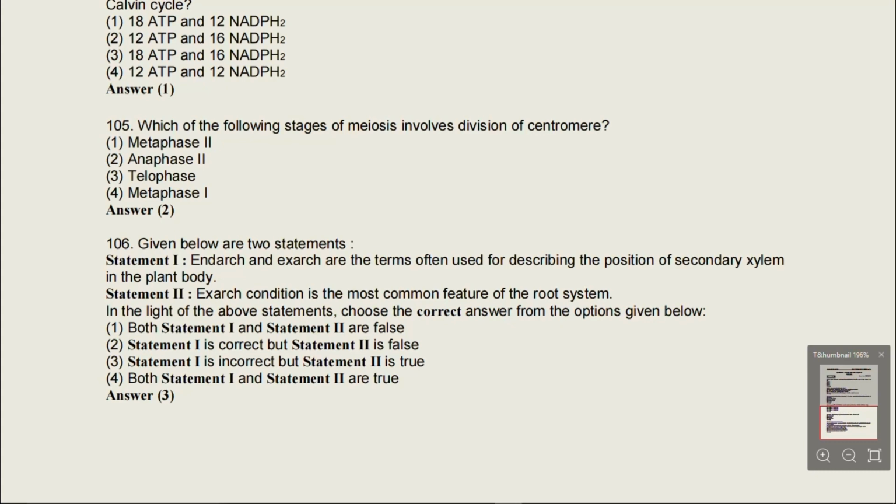The next one is, given below are two statements. Statement 1, endarch and exarch are the terms often used for describing the position of secondary xylem in the plant body. This is incorrect. These terms are not used to describe the position of secondary xylem, but rather the arrangements of primary xylem. So the statement 2 is, exarch condition is the most common feature of the root system.